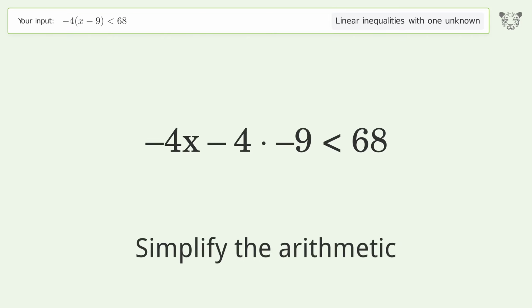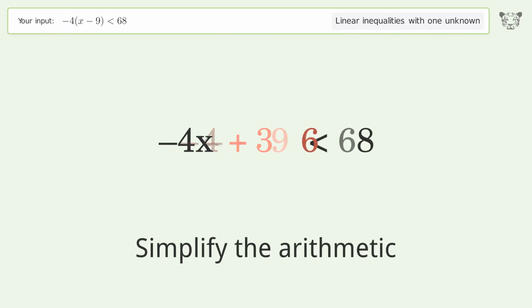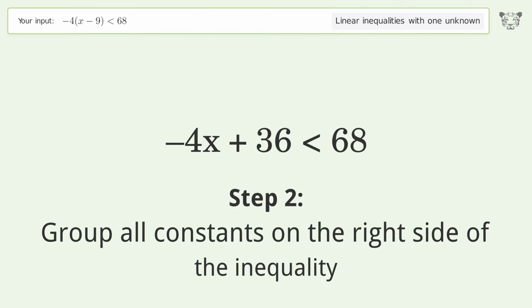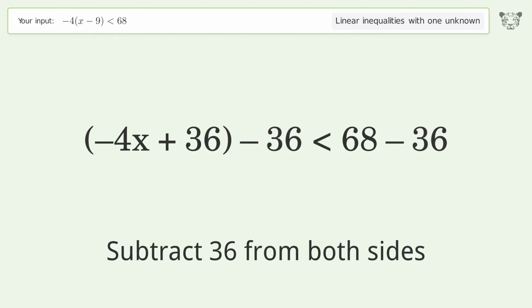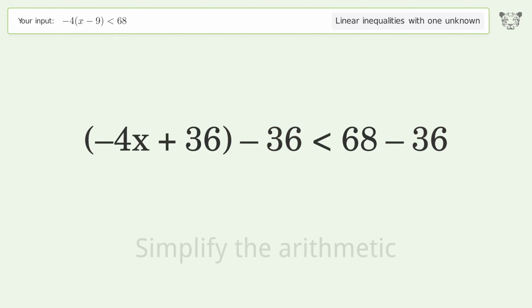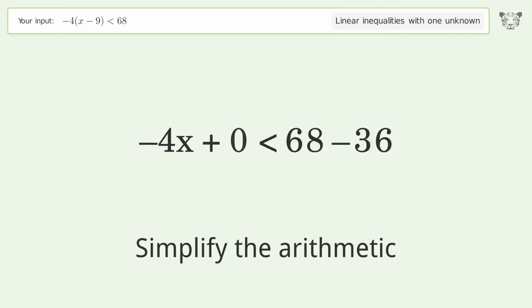Simplify the arithmetic. Group all constants on the right side of the inequality. Subtract 36 from both sides. Simplify the arithmetic.